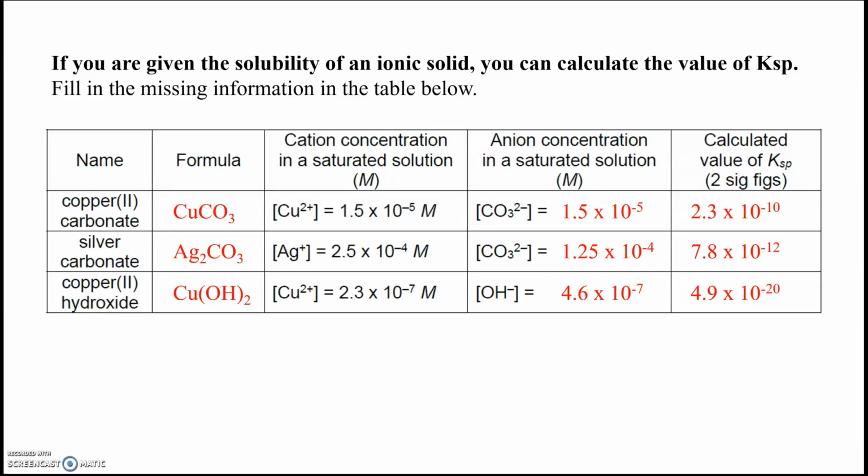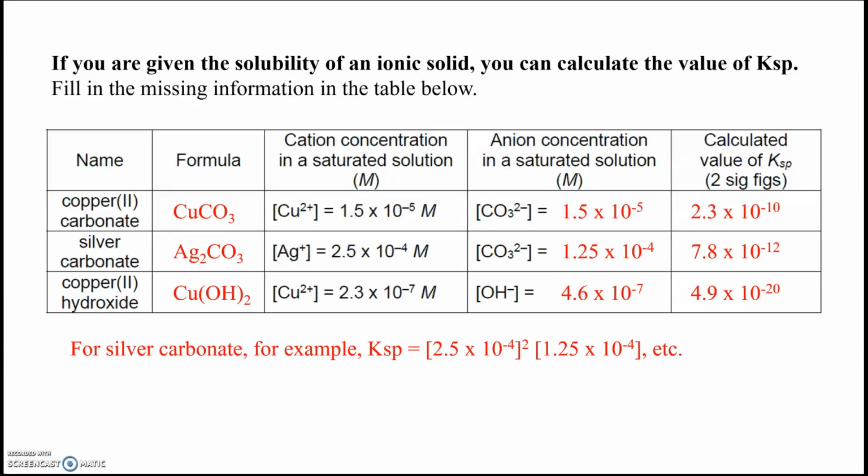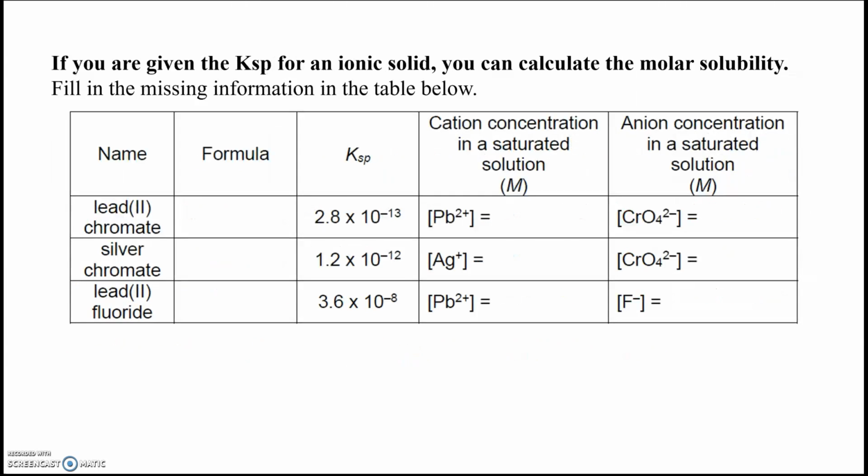At this point, again, I strongly urge you to get your calculator and do this for yourself. Make sure you can get to these numbers. For silver carbonate, for example, our KSP would be the 2.5 times 10 to the minus 4th squared, because silver has a stoichiometric coefficient of 2, times my concentration of carbonate, and that's how I get 7.8 times 10 to the minus 12.